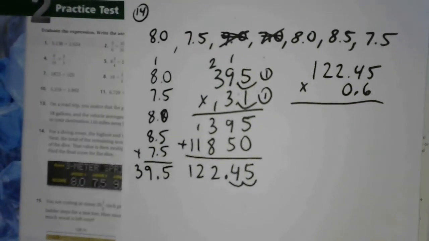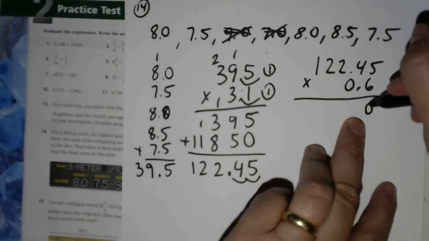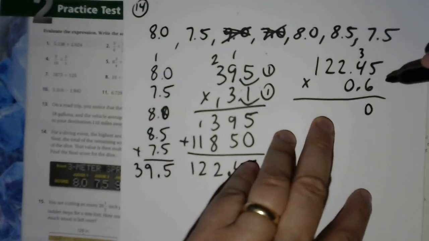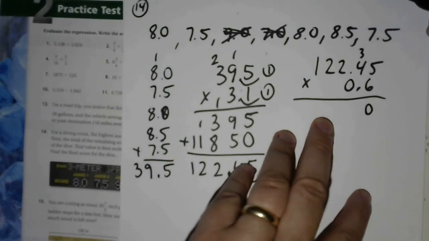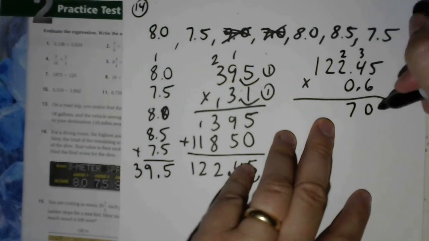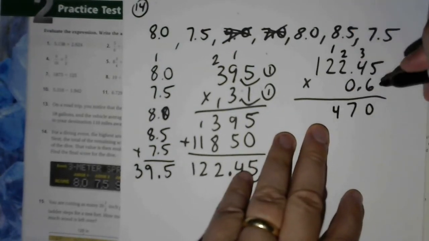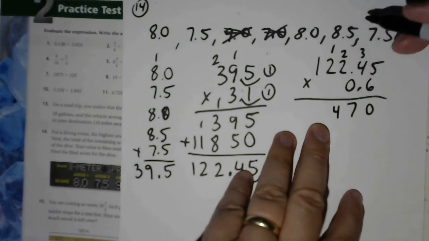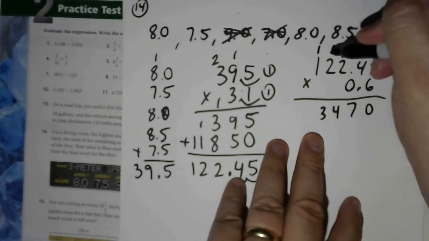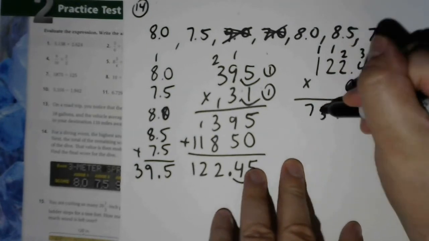Either way. So I have 6 times 5, 30. 6 times 4, 24, plus 3, 27. 6 times 2 is 12, plus 2 is 14. 6 times 2 is still 12, plus 1 is 13. And 6 times 1 is 6, plus 1 is 7.